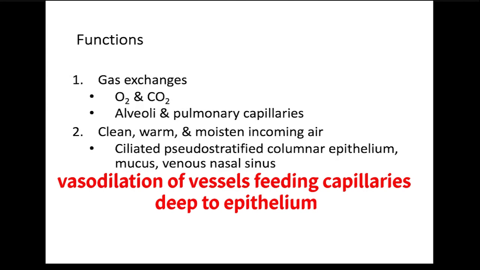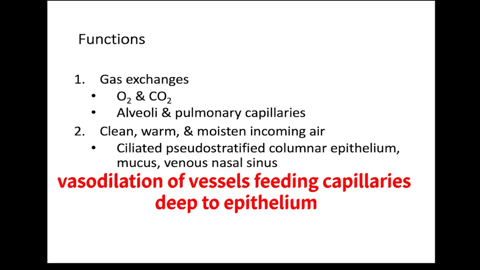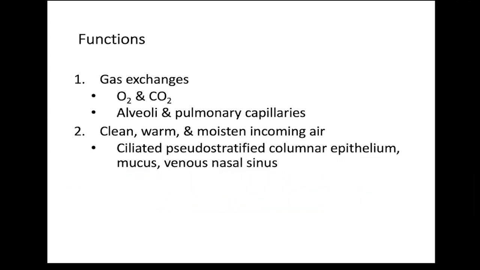The venous nasal sinus is a collection of blood vessels under the epithelium. The blood in these vessels helps warm the incoming air. Recall, blood carries heat. Have you ever noticed that if you're pale complected, your nose looks red when you are cold? The reason for this is vasodilation occurs of the nasal sinuses. This increases the blood flow into the nasal sinuses to warm the air.